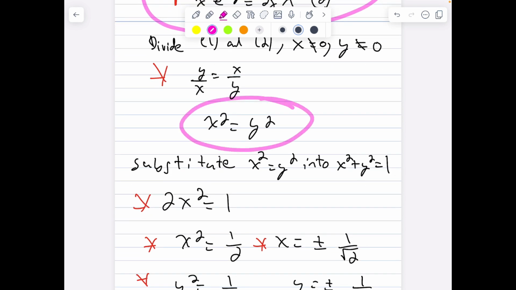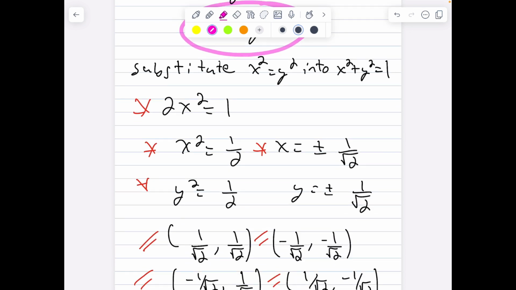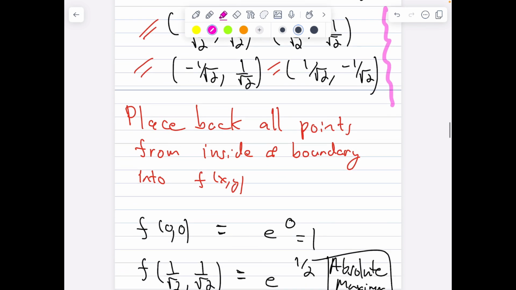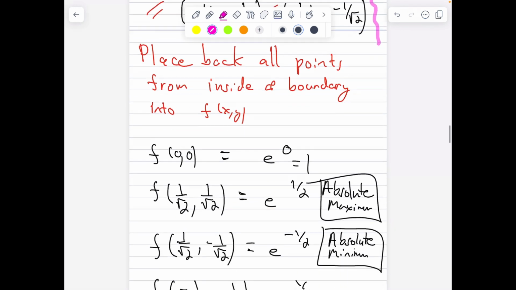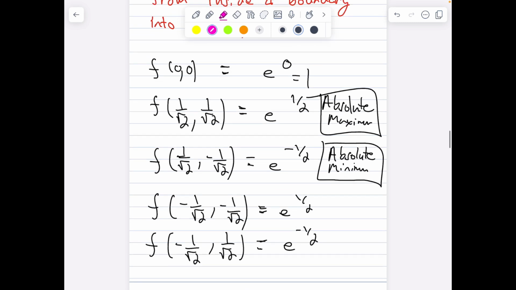I substituted it back into that level curve. Typically, that's what we do. We find a relation between x and y and plug it back into the level curve function. And I'm not going to go into all the details, and you actually get these 4 points, okay? Then you take those 4 points that we just got, along with the point (0,0), and plug them back into your function. So you place all points from the inside and the boundary back into the function. And this is what you would get.